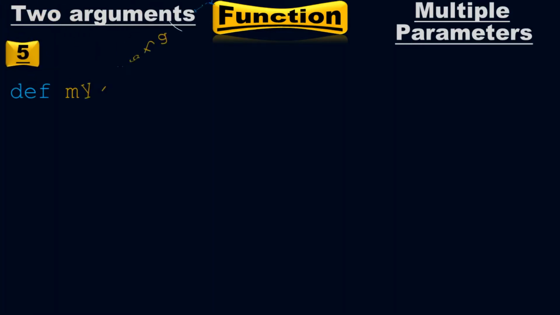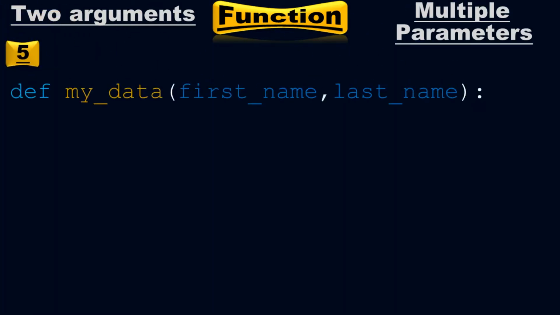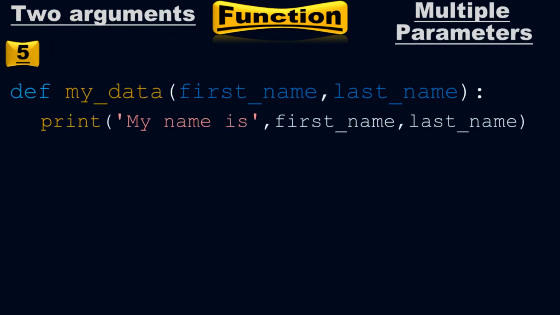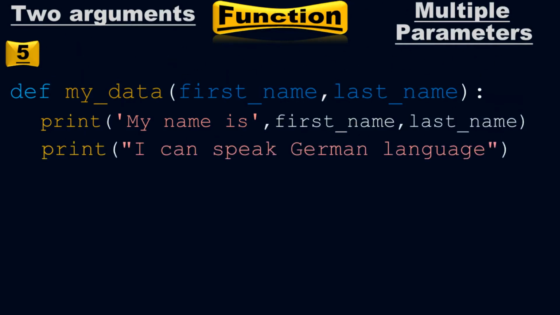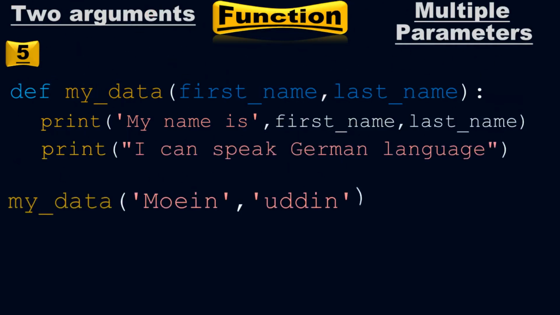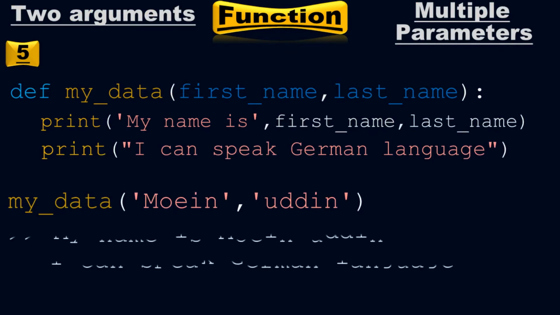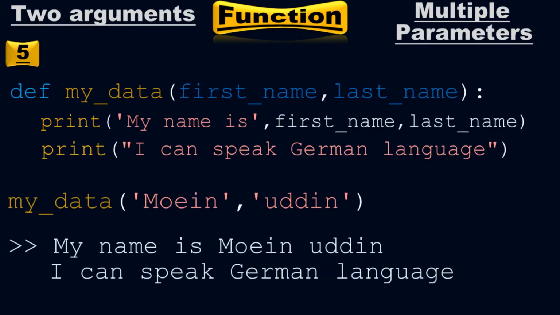Example number 5. Define my data of first name, comma last name, and then print of my name is, comma first name, comma last name. Print of I can speak German language, and my data of Moein, comma Udin. When you run it, you will get this output: My name is Moinuddin. I can speak German language.